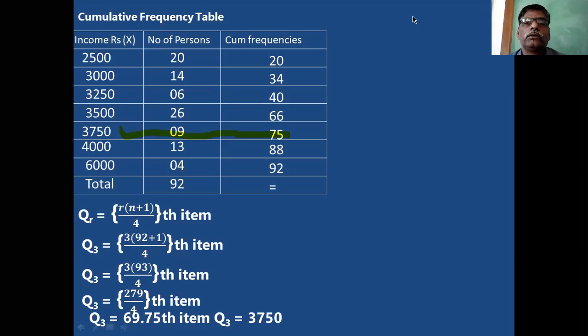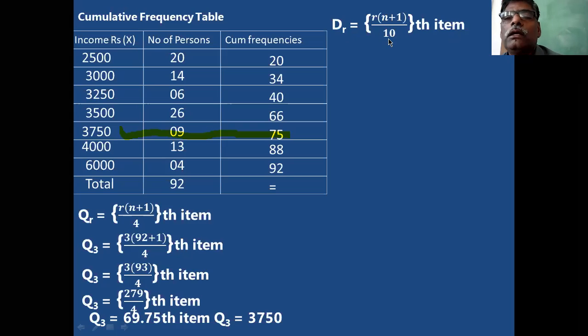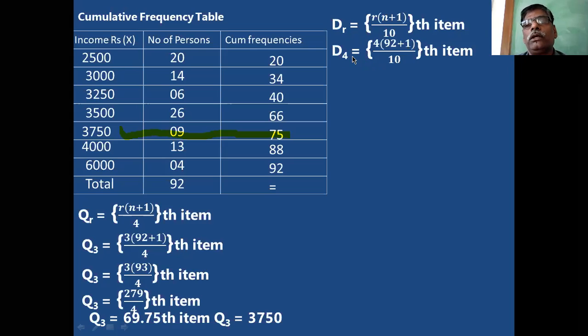And the second question, they asked to calculate a decile. That is the fourth decile, I think. This is the decile equation: Dr, the required decile, is equal to r into n plus 1 divided by 10th item. For deciles I divide by 10, only the denominator changes. Next is D4. They asked to calculate D4.